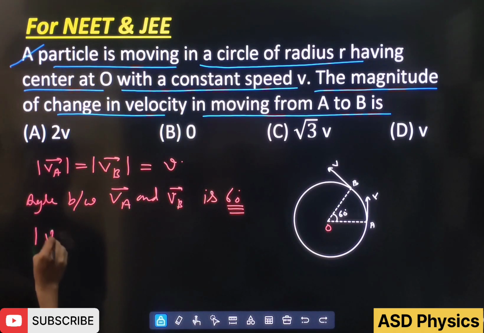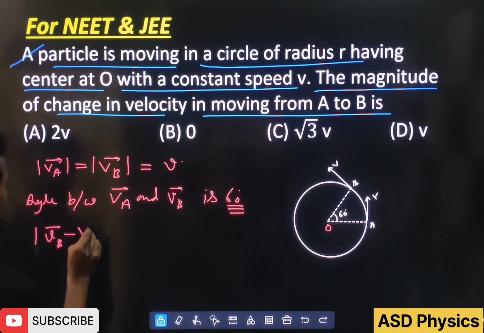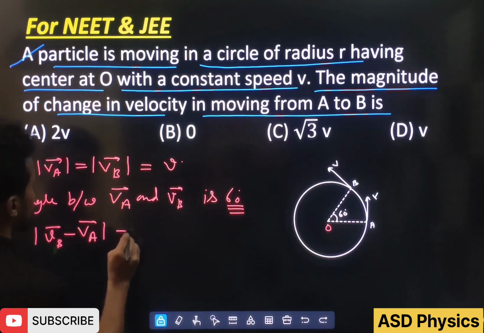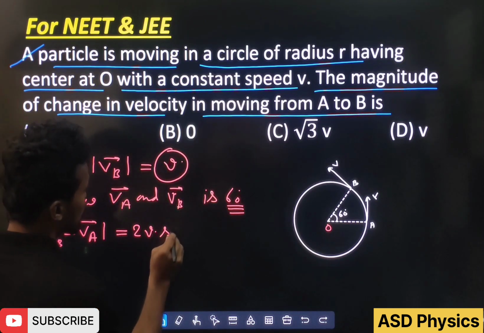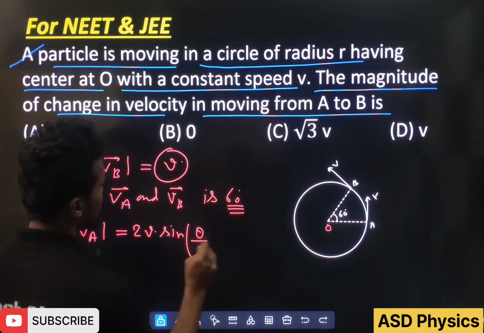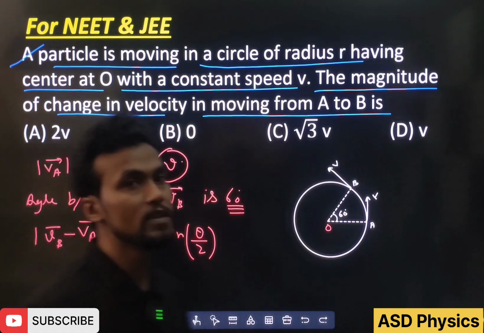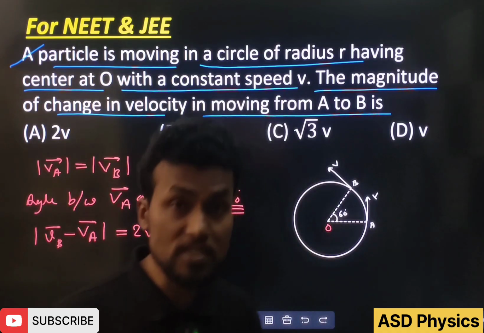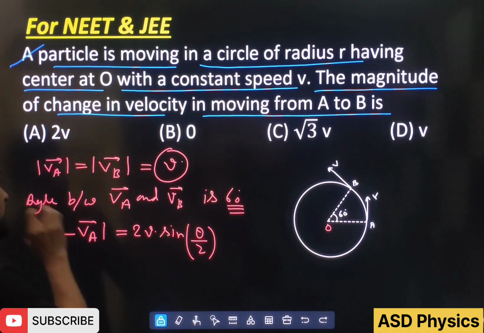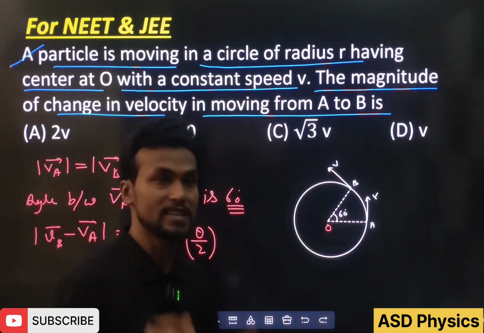Now the magnitude of change in velocity, mod VB minus VA, is equal to, as the magnitude is the same, directly we can use the formula 2v sin theta by 2. If we were doing the addition, mod VB plus mod VA, magnitude-wise both are equal, so it would be 2v cos theta by 2. But we are doing the difference, that means 2v sin theta by 2.